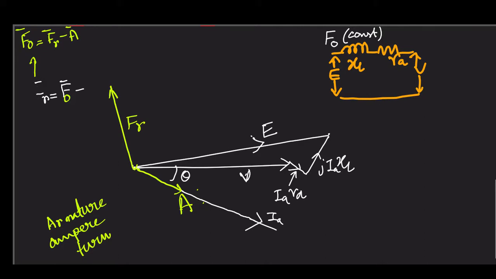So if this is our Fr minus A, so let us draw minus A. If this is A, then minus A will be exactly 180 degrees out of phase. And if we join them, then we will get F naught.